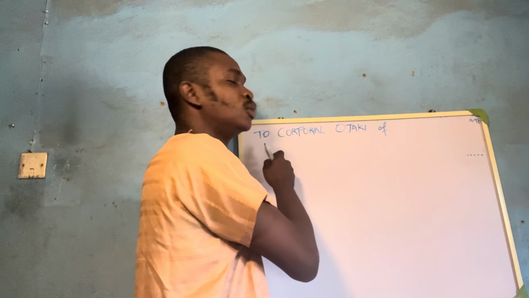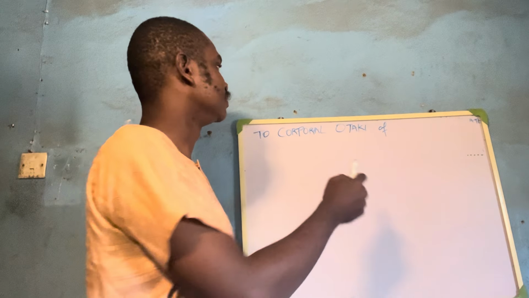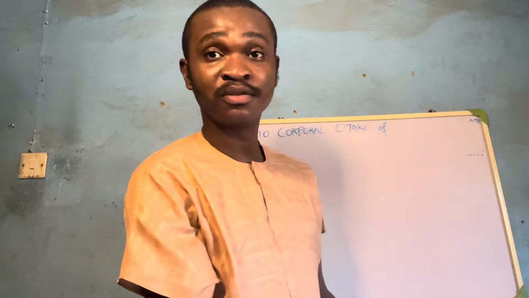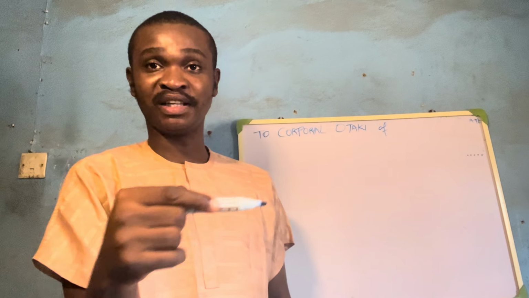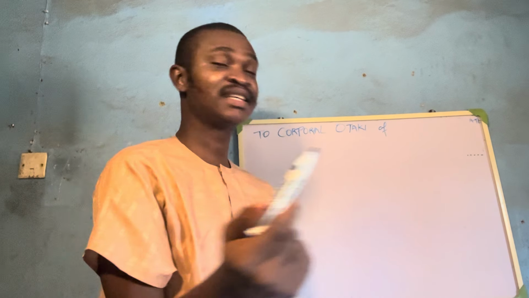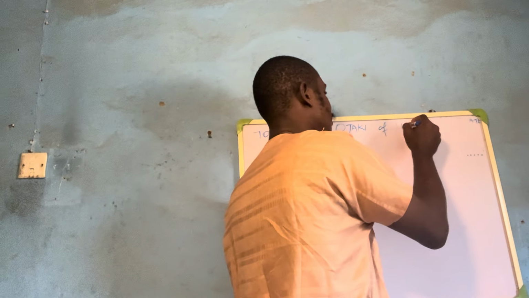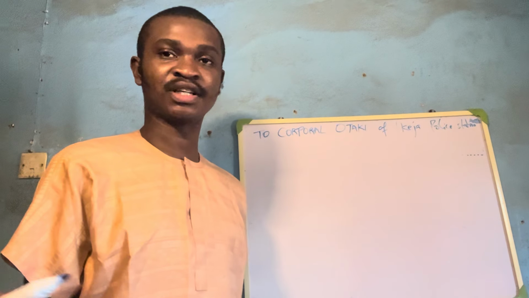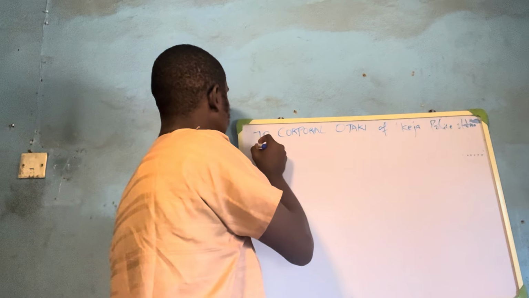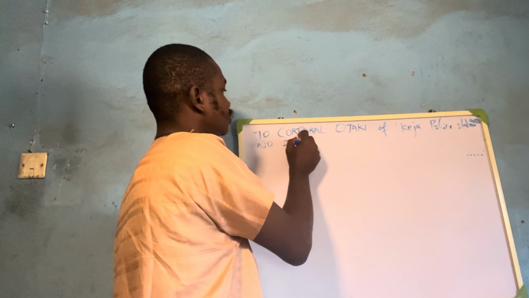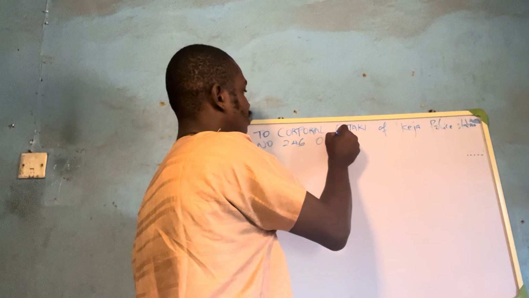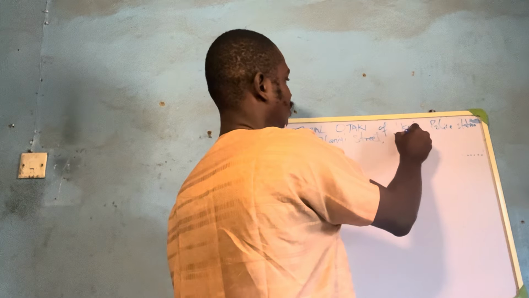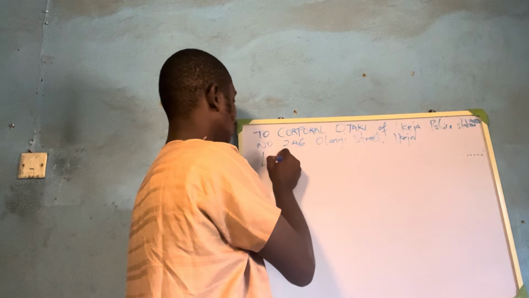So you talk about who you are writing this to. Who is the judge writing it to? To Corporal Otake of, let's say, you look at the question, because most of the time they put the place inside the question. Let's say Ikeja Police Station. Of Ikeja Police Station. So what's the Ikeja Police Station address? Number 246 Olani Street, Ikeja, Lagos State.